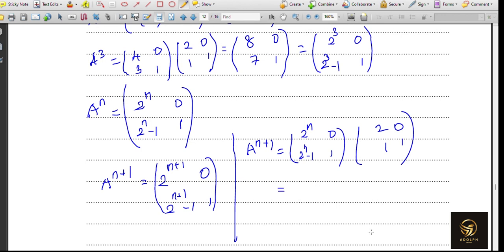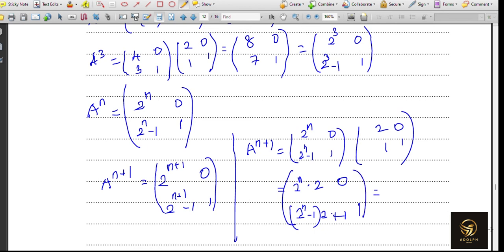If we multiply, we are getting 2 power n into 2, then it is 0 because 2 into 0, 0 into 1. Then 2 power n minus 1 into 2, plus 1 we will be getting. Then for this term, 0 plus 1, only 1 remains.